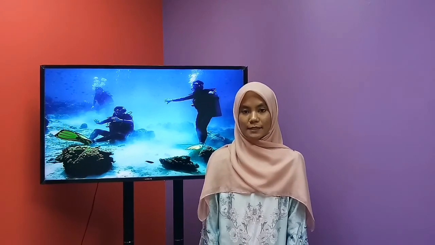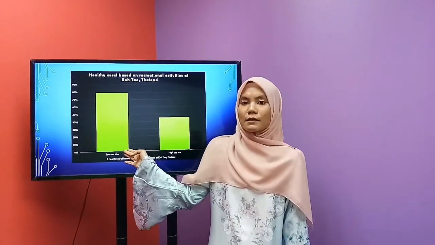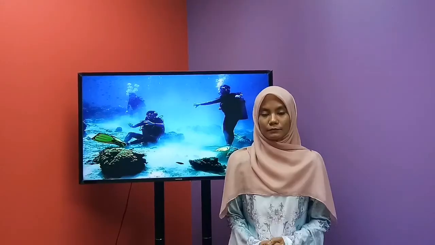Surveys on 10,499 corals at the island of Koh Tao, Thailand, revealed that the mean prevalence of healthy coral at the low use site is 79% compared to the high use site, which is 45%. This is according to Julia 2014 statistics.